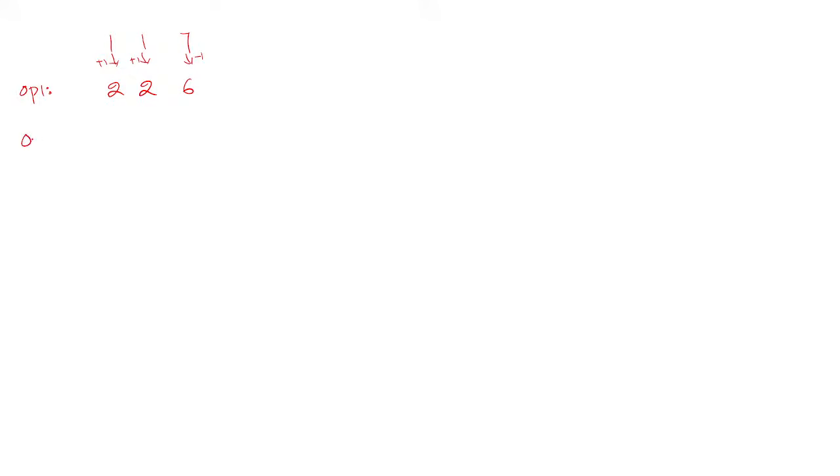Then in the second operation, what I can do is increment the first two values, then I can decrement the third value. Then I'll get 3, 3, 5 here. Then in operation 3, I can increment these two values, then I can decrement the third value. Then I'll get 4, 4 and 4.